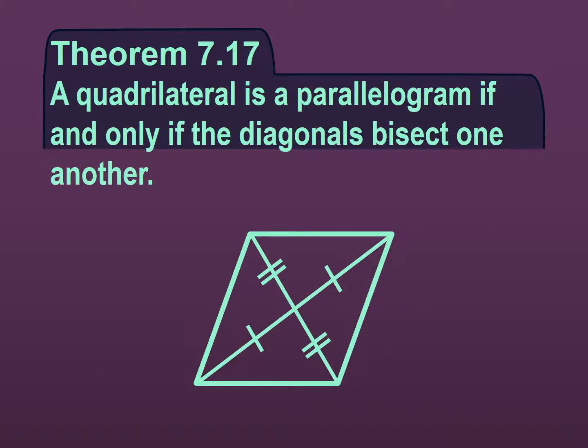Okay, so the next theorem is that if you have a quadrilateral, which is just a four-sided polygon, you can say that it's a parallelogram if the diagonals bisect each other. And what that means is that, well, here's a diagonal. And if I were to draw the other diagonal, then what I'm left with are segments that are congruent to each other, just like this right here is congruent to this right here. So the diagonals bisect, or split, each other in half.